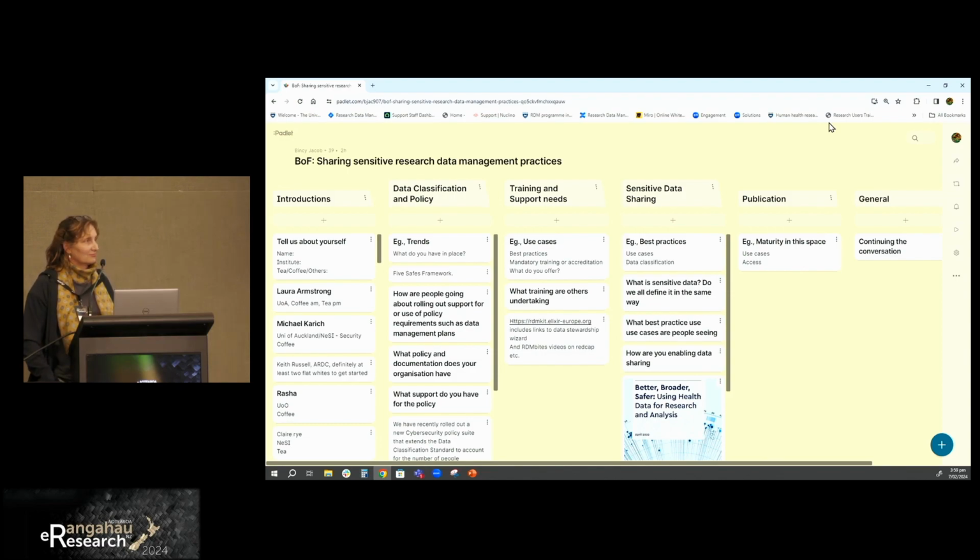So I wondered whether I personally felt that there was a bit of competition in the space because, as someone else said, researchers are very time poor. We don't want to just give them training after training after training. So I wondered if anyone else had those experiences.